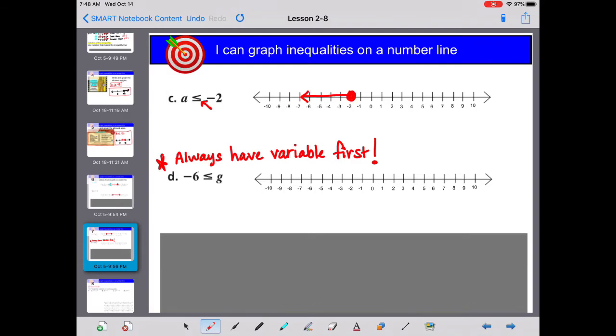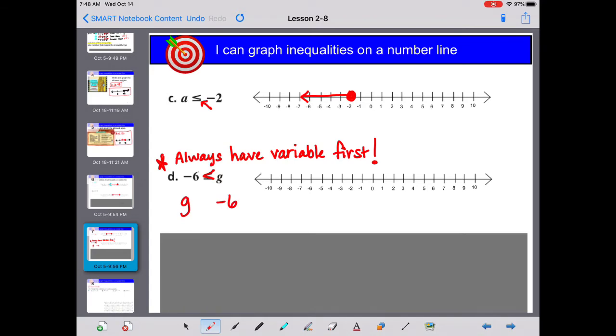I want you to ask yourself, based on this sign, remember the alligator eats the bigger number. Which one is the bigger number? Is -6 bigger or is G bigger? Well, if your alligator sign is eating the bigger number, you can clearly see that G is bigger. Keep that in mind. When I want to switch this around, I want G first and I want -6 on the right.